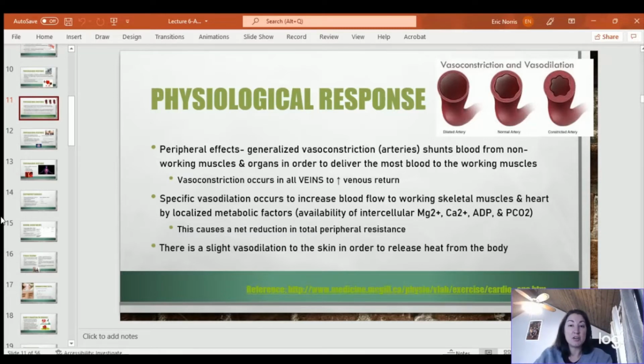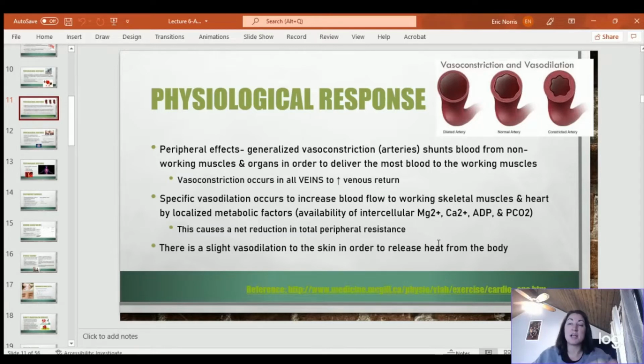Specific vasodilation occurs, so the muscles that need it the most, including the heart, those blood vessels dilate to send more blood to the area, and this also increases the availability of the components that cause muscle contraction, so intracellular magnesium, calcium, ADP, and PCO2. This causes a net reduction in total peripheral resistance. So as some vessels constrict, others dilate, and there's overall a reduction in the resistance from the arteries.